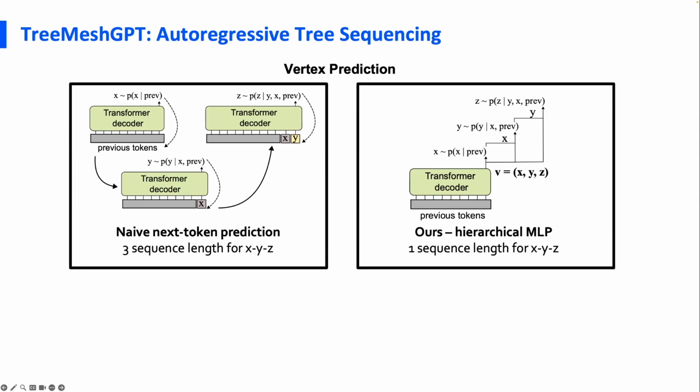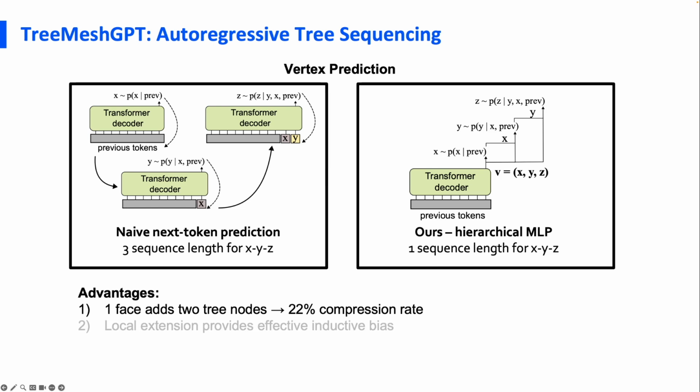The naive tokenization method samples the x, y, and z coordinates using next token prediction that requires 3 sequence length for one vertex. Our hierarchical process maintains the same sampling distribution, but only requires 1 sequence length. Our method therefore offers several advantages. Since one triangular face adds 2 tree nodes, our compression rate is about 22%.